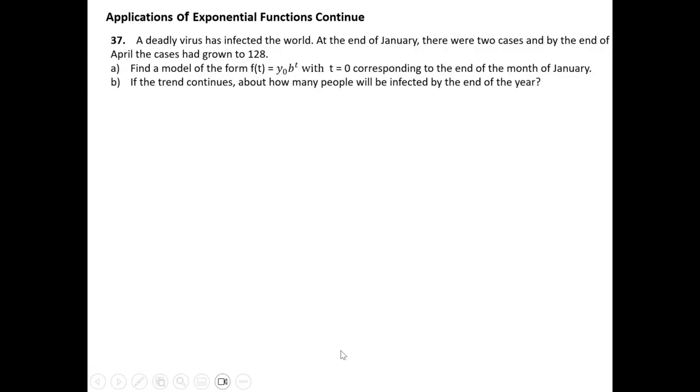Now comes number 37. I believe this is the last one. We're going to finish a little bit early, just in case you have any questions.